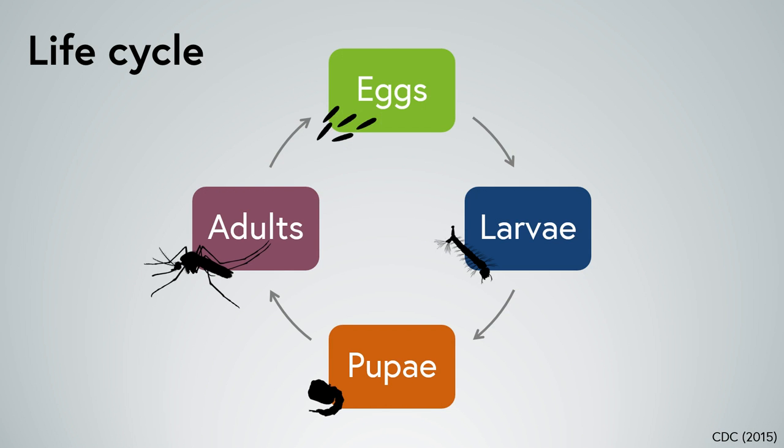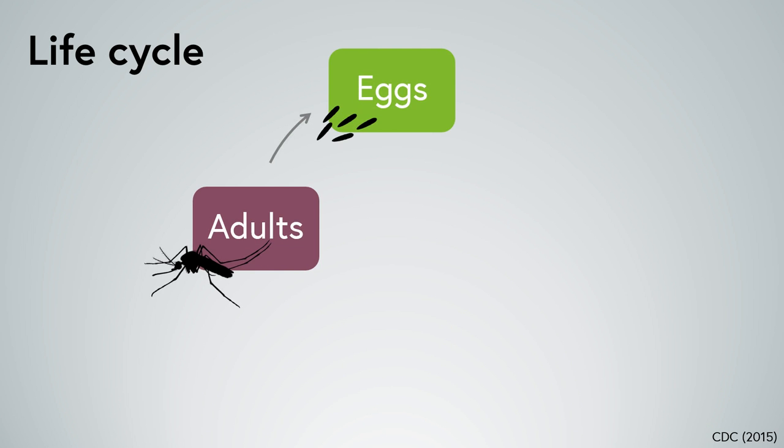The mosquito undergoes 4 distinct stages of development: the egg, the larvae, of which there are 4 different stages, the pupa and adult stage. The life cycle starts with a female Aedes aegypti mosquito taking a blood meal. Only females bite. The females need blood to provide the nutrients for the production of eggs.